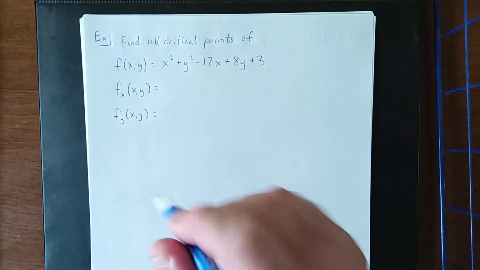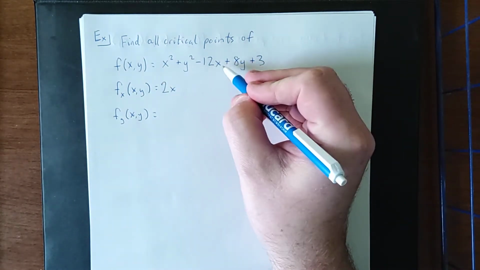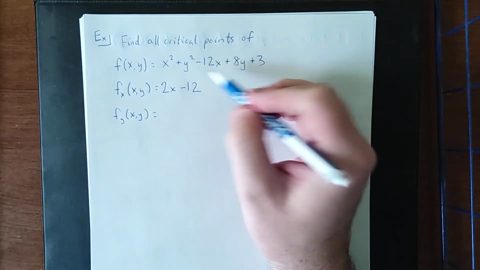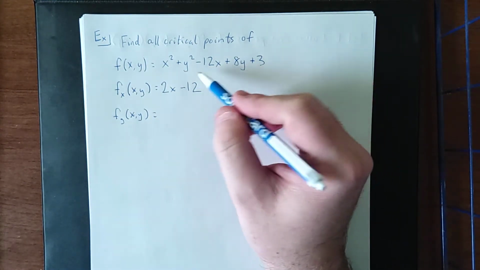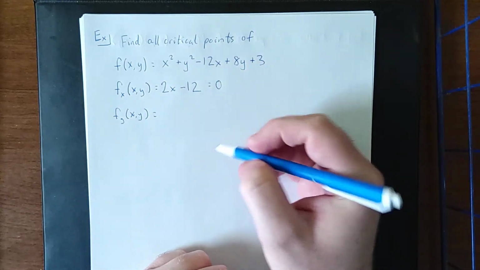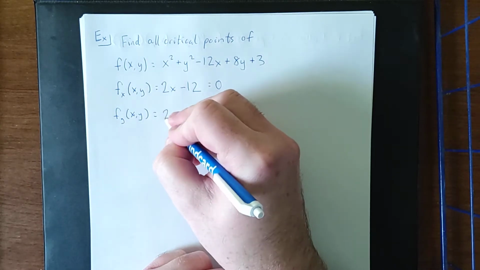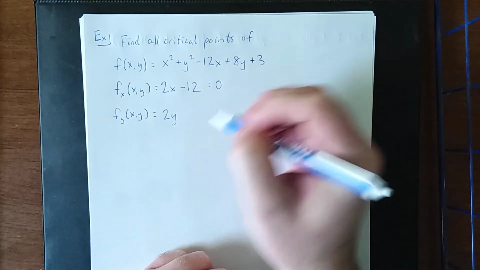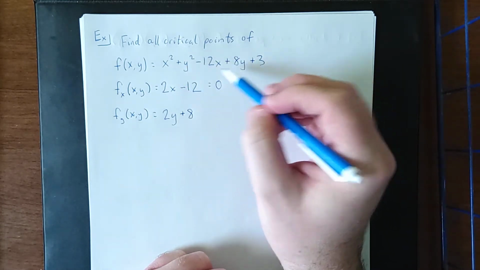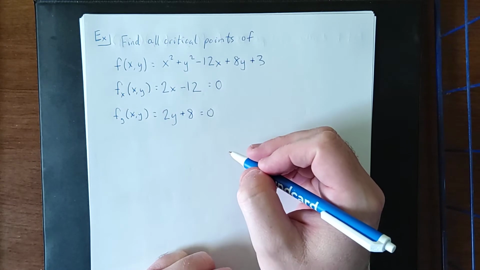Differentiating with respect to x, the x squared will give us 2x. The minus 12x will give us minus 12, and all of the other terms are either constants or being treated as constants for this partial derivative. As such, that's all that we need. Well, for the partial derivative with respect to y, the y squared will give us 2y, the 8y will give us plus 8, and every other term is either a constant term or being treated as a constant, so those will all go to 0.